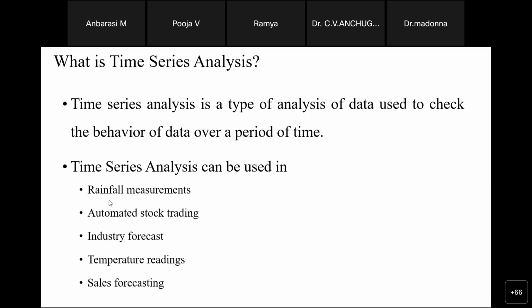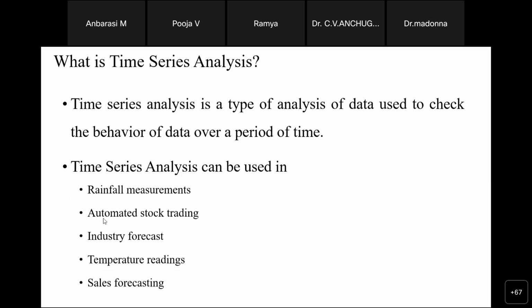First one is rainfall measurement. Based on temperature, humidity, air pressure and cloudiness, we can predict or measure the rainfall. There are some factors with which we can measure rainfall, because if there is huge rainfall, there is a chance of landslide also. So there also we use time series data.